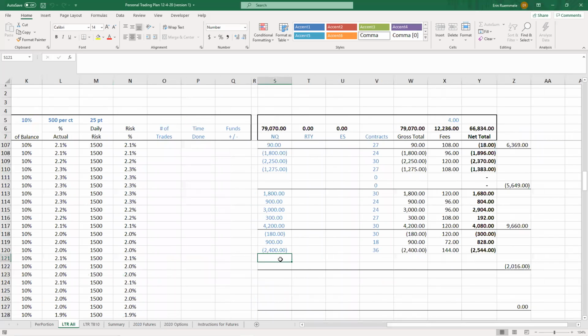In the 9:30 to noon, we made 15 points. Each point is worth $20. And we're currently trading 3 contracts. So we made $900. And we had 9 trades, again 3 contracts, so it's 27 total contracts.